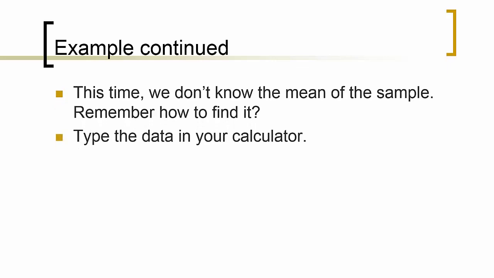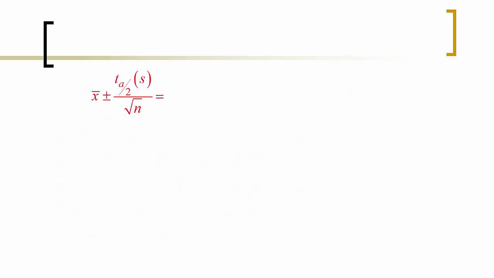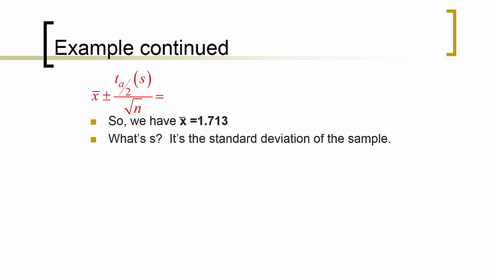So type the data in your calculator. This is just going through those steps that I did on the previous slide, so you can reference that on your own. We get that x bar is 1.713. Notice I'm not rounding it to the nearest tenth; I'm keeping about 3 decimal places. So x bar is 1.713, and what's s? That's the standard deviation of the sample, and from the calculator it's Sx, and it's 0.259.